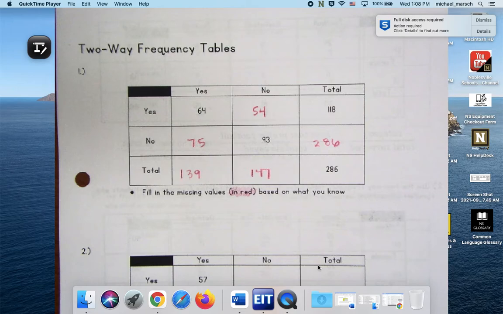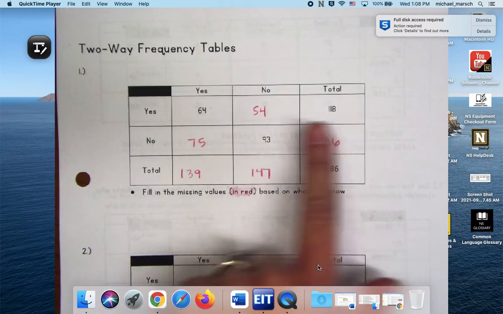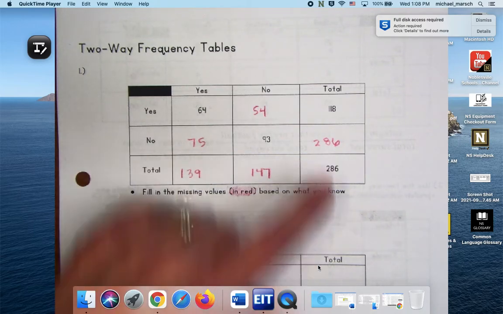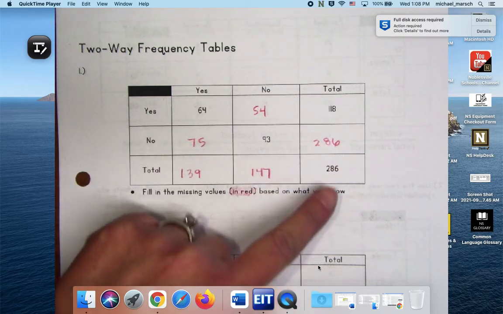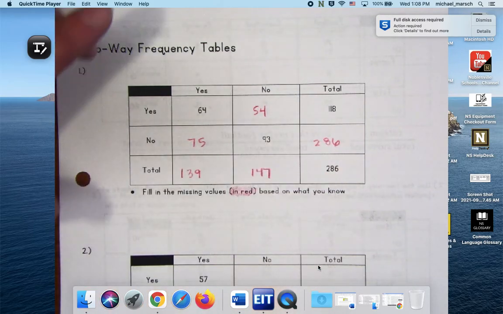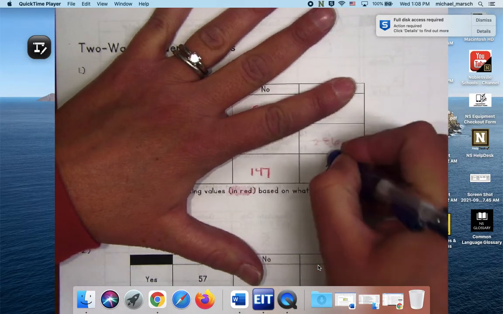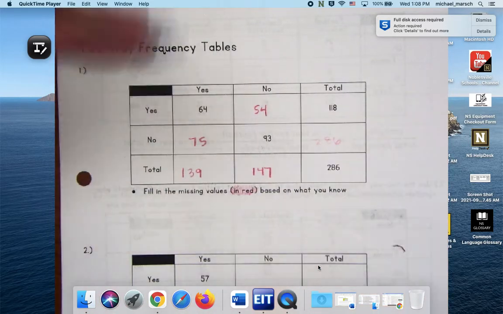Okay, so you're either adding or subtracting, working your way around the frequency table to fill in the missing values, right? So the first thing I did was I subtracted 118 minus 64, and I got 54. And then I had to do between 118 and 286, because that was the only one where I had 2 out of 3, and then I could work my way around.